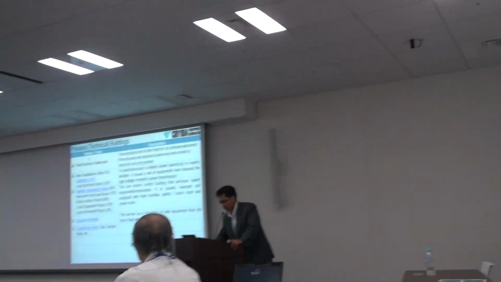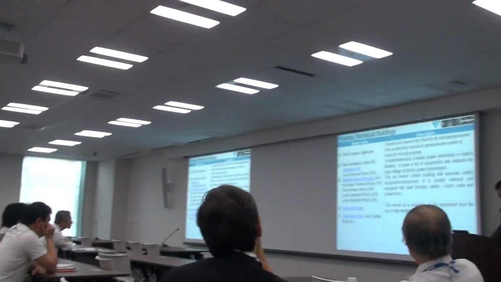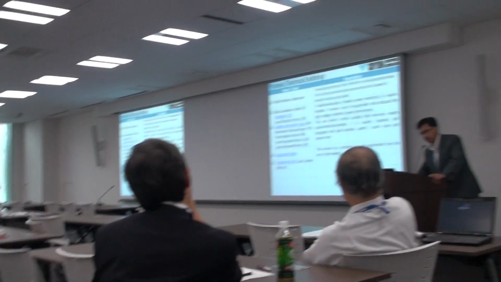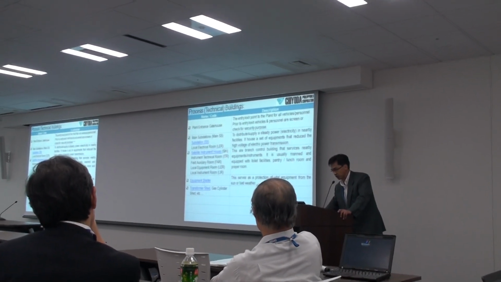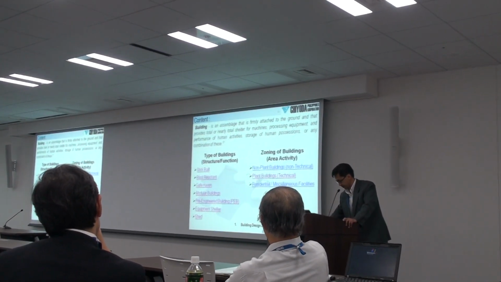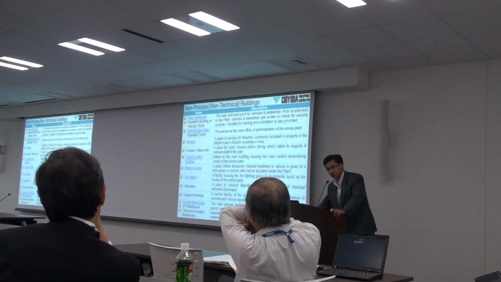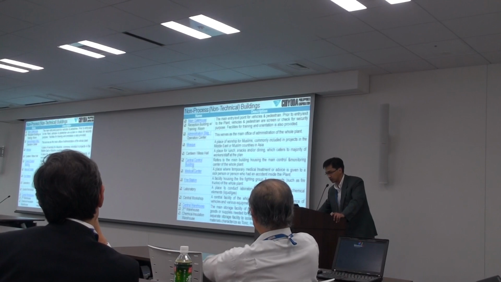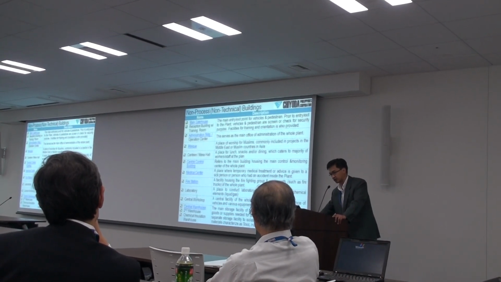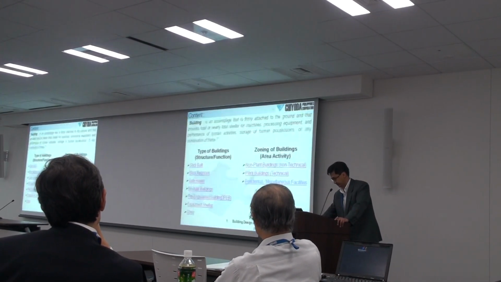This is an example of process technical buildings: substation and instrument houses, equipment shelters, transformer shelter. Now for non-plant buildings, we have many types: main gatehouse, administrative buildings, mosque, canteen, central control building, medical facility, fire station, laboratory, etc.